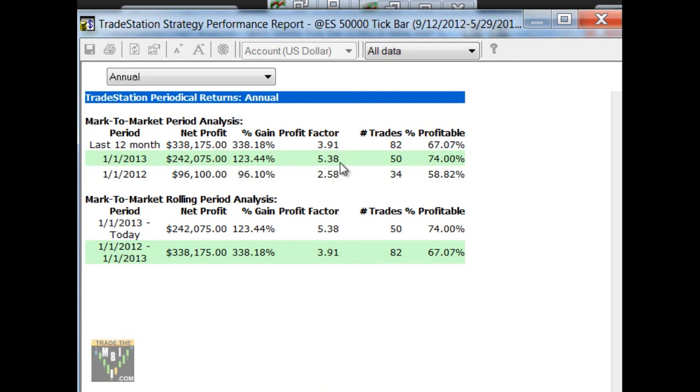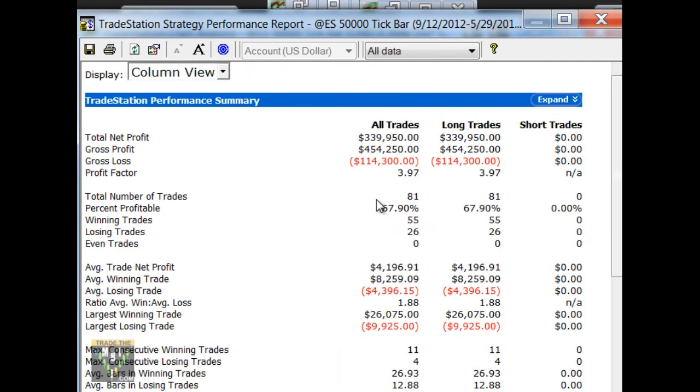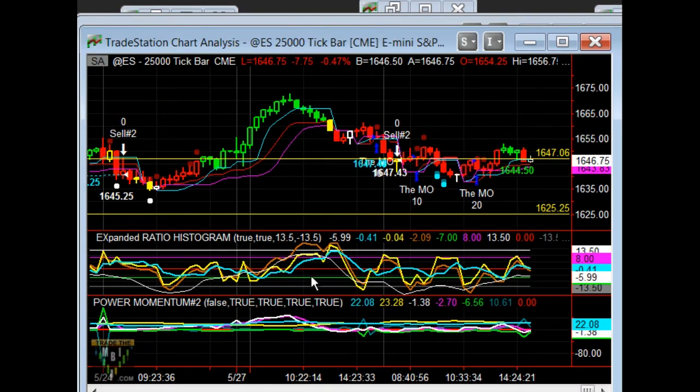5.38 profit, so slightly lower than it was before. We were at 5.4. That's the overall equity curve, and 67% win rate going all the way back into September of last year. No real issue with that. The 25K also bought. It's in for full 20 contracts. Bought the first one back there. Second one just a fraction lower. So it became attractive on there.